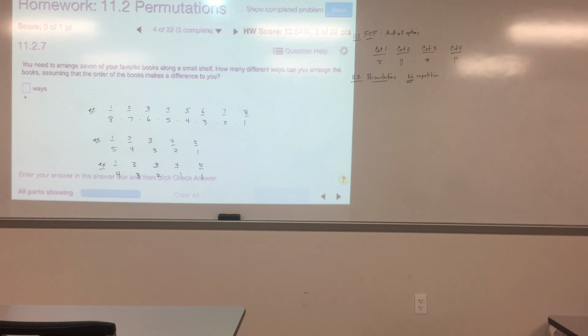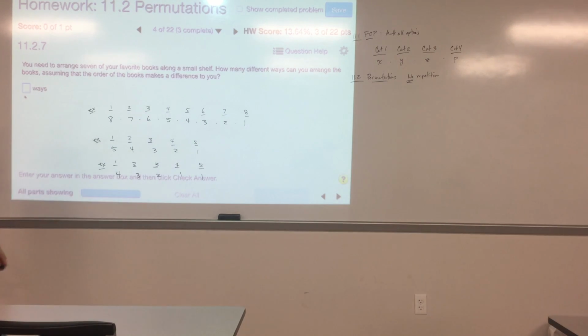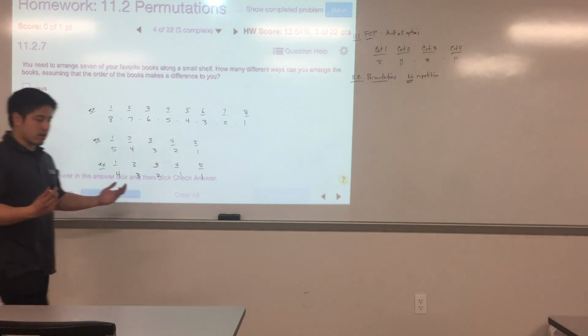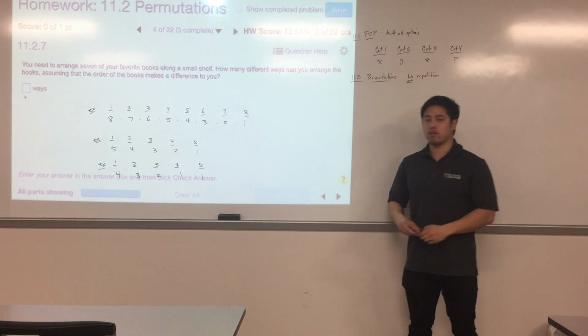All right, let's take a look at this bookshelf problem. You need to arrange 7 of your favorite books along a small shelf. How many different ways can you arrange the books, assuming that the order of the books makes a difference to you? Can you say it out loud how we would write it down?